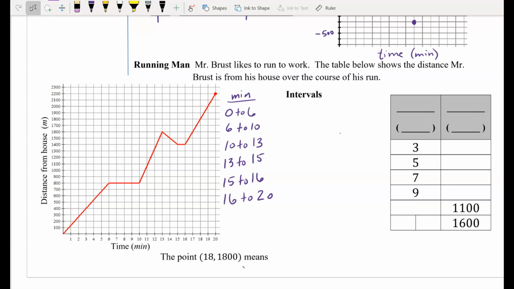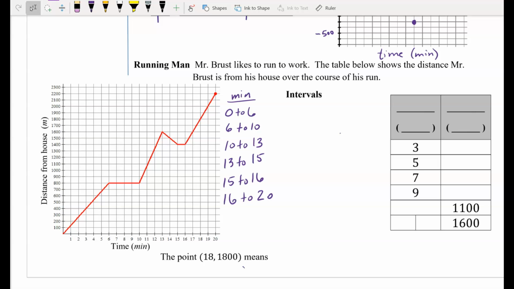Mr. Brust likes to run to work. The table below shows the distance Mr. Brust is from his house over the course of his run. So this time, instead of being given all the information in the table and plotting the graph, we are given a graph. This is not a scatter plot, it's a line graph. We're given the graph and we need to interpret it or analyze it.